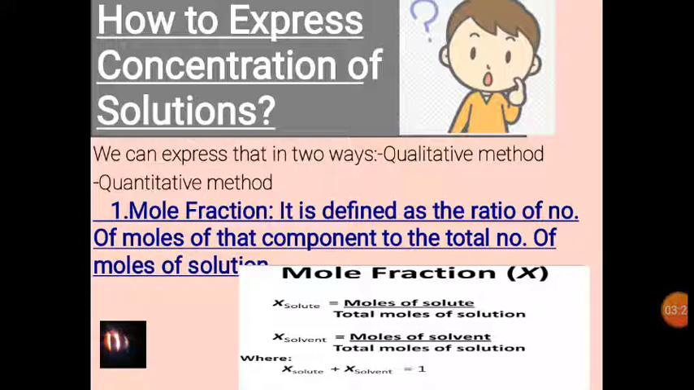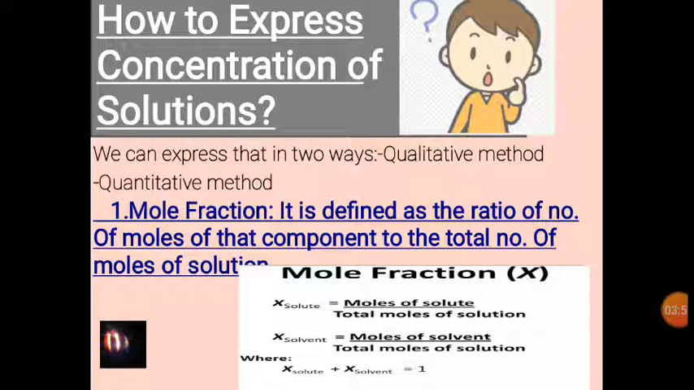Now we know what solutions and types of solutions are very well. So it's time to get to know how we can express the concentration of solutions. There are two methods by which we can express it. What are they? First is the qualitative method and the other is the quantitative method. Qualitatively we can say that the solution is dilute or concentrated. But this type of description can add a lot of confusion. So a more helpful and better method is the quantitative method. There are several ways by which we can describe the concentration of the solution quantitatively.